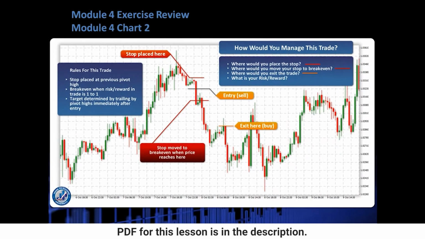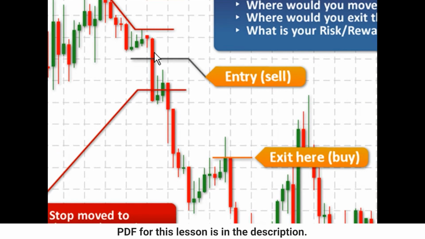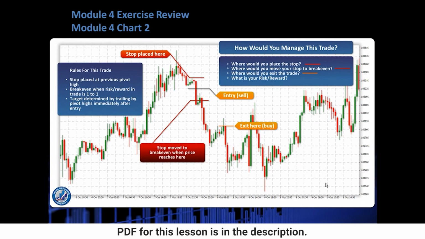Now what about our risk reward? Well, we're going to approximate the risk reward. We're going to look at the grid lines and see how many of those are in the risk and how many of those are in our reward. So between the entry and the stop, we have approximately 1.5 grid lines as our risk. And if we look at how much it is between our entry and our exit, we have 1, 2, 3, 4, around about 4.5. So 1.5 risk and 4.5 reward. That gives us a risk reward of 4.5 divided by 1.5, which is a risk reward of 3-to-1.